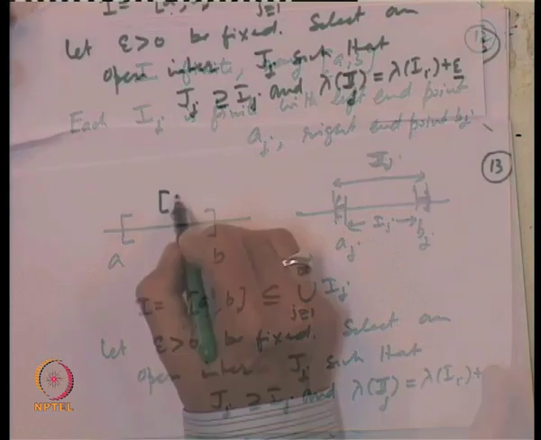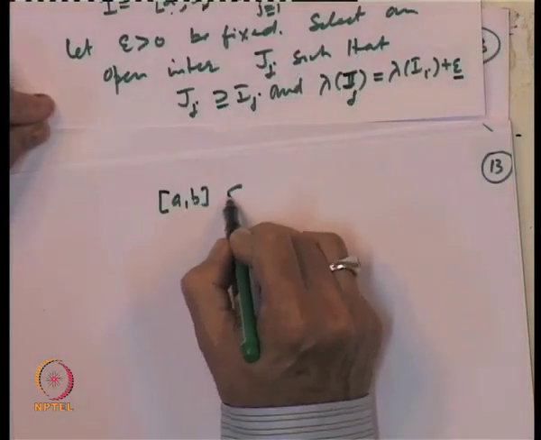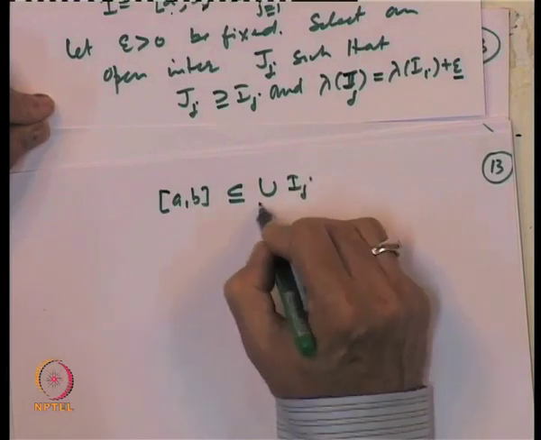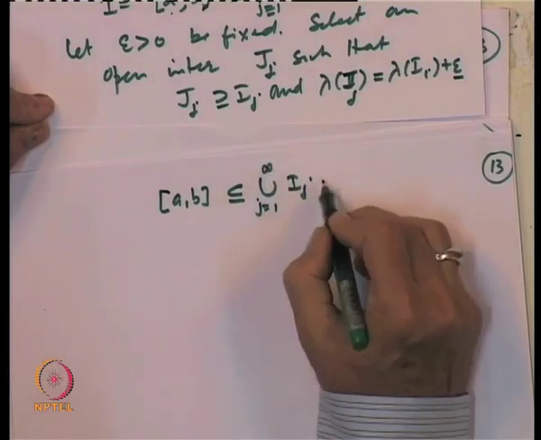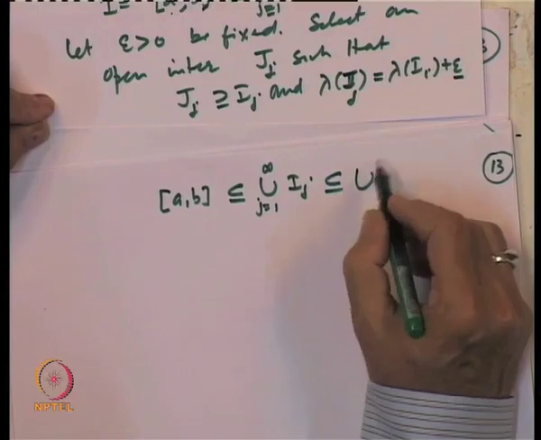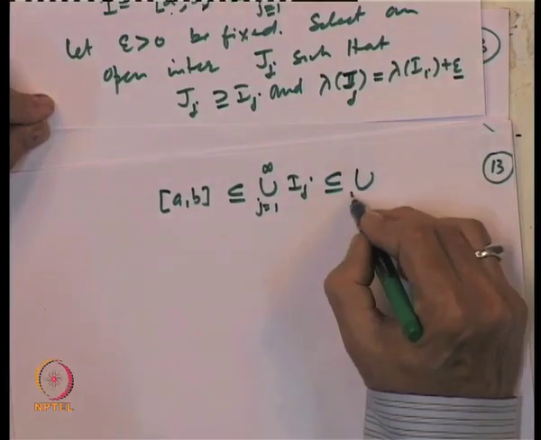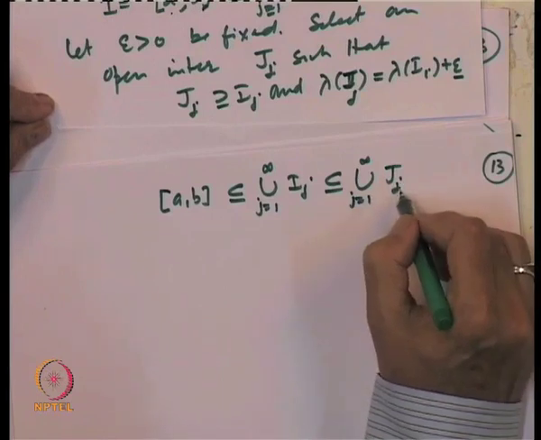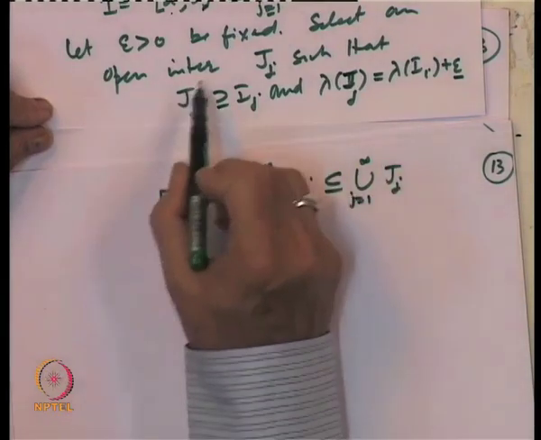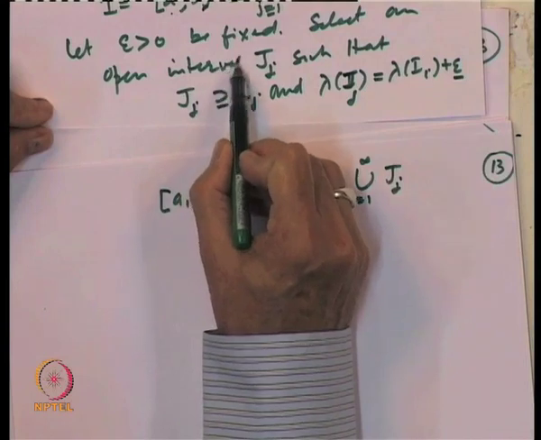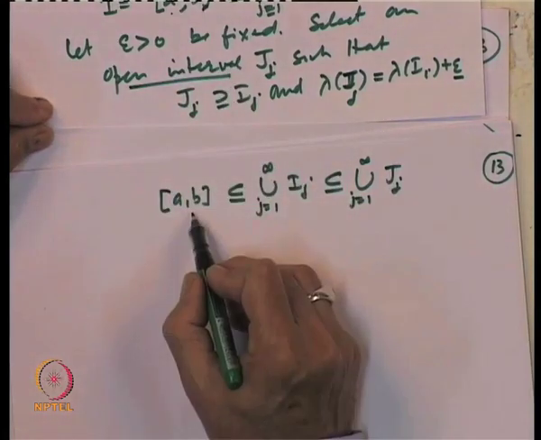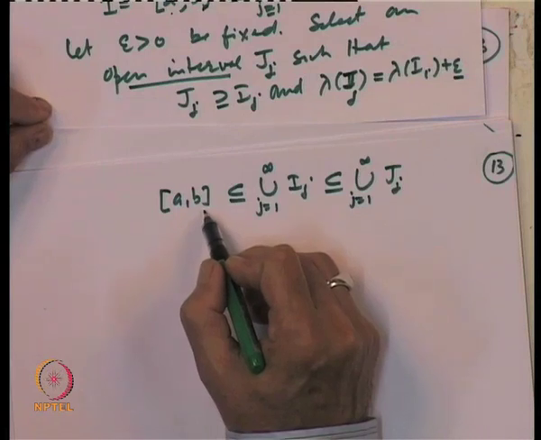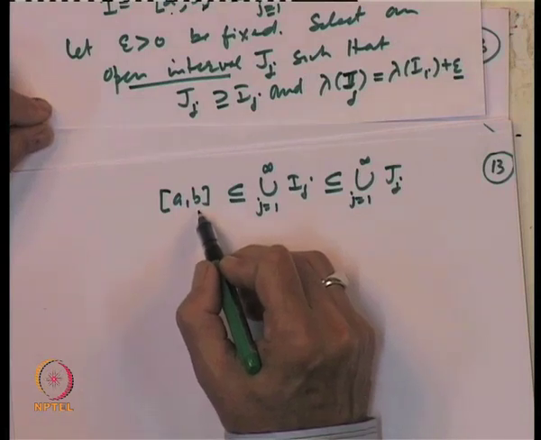(a, b) is contained in the union of I_j's, and each I_j is contained in the union of J_j's, and each J_j is an open interval. So we have taken open intervals, and we have got an open cover of the closed bounded interval (a, b).